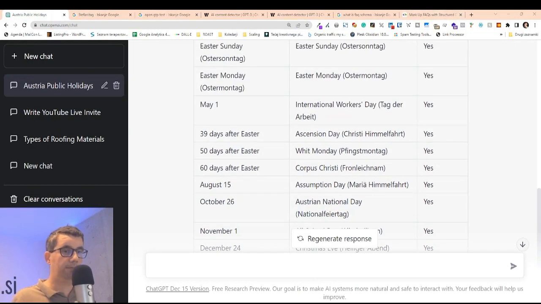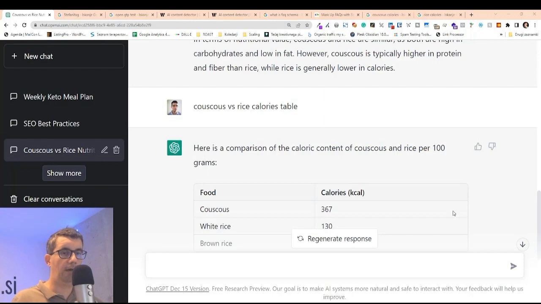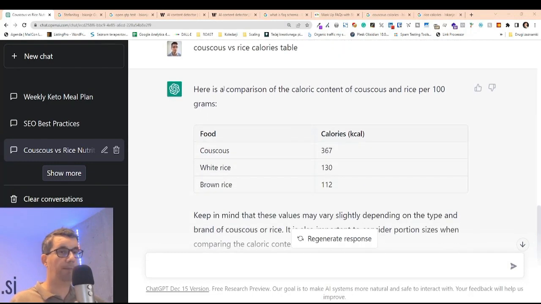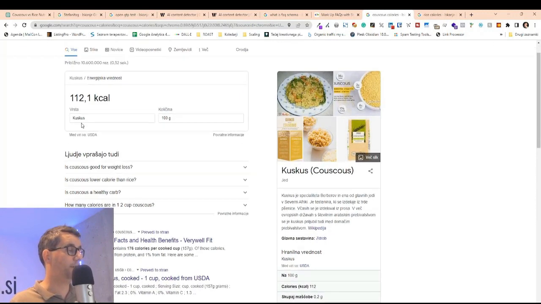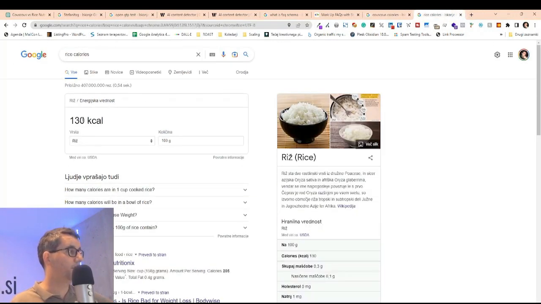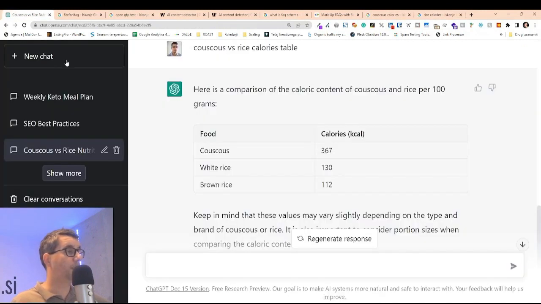I can show you examples from chats that I've done in the past, when I asked it to give me a comparison of calories in couscous and rice, where you can see that couscous is supposed to be 3 times denser in calories. But if we check that in Google, we can see that couscous only has 112 calories per 100 grams, compared to rice that has 130. So the answer here is completely wrong.